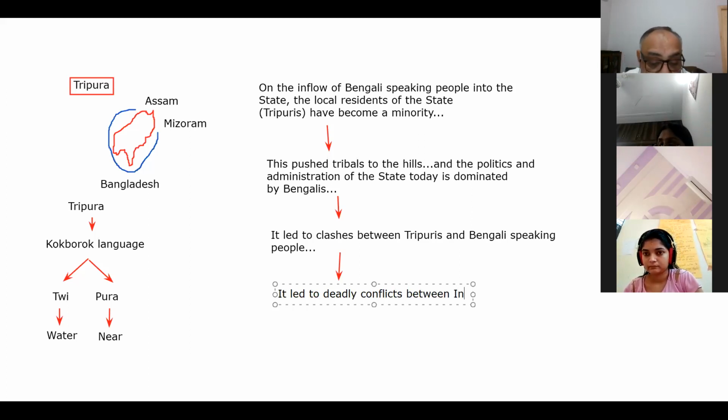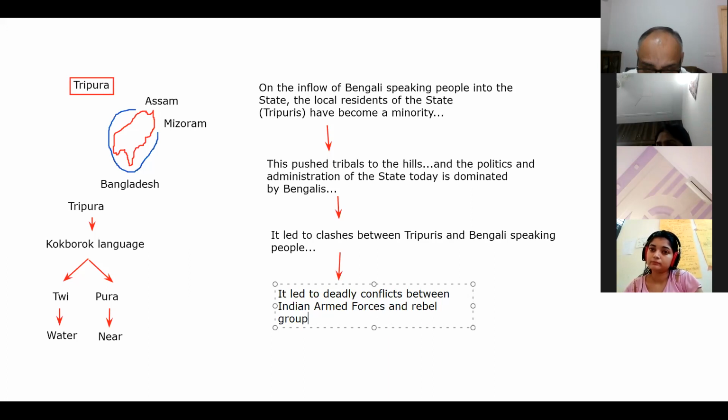Indian armed forces and the rebel groups, right? So एक तरफ इंडियन आर्म्ड फोर्सेस थी, दूसरी तरफ वो रिबेल ग्रुप्स थे जो चाहते थे कि आउटसाइडर्स को बाहर निकालो. सो उनके बीच में क्लैशेस होने शुरू हो गए. सो ये काम चलता रहा, राइट.